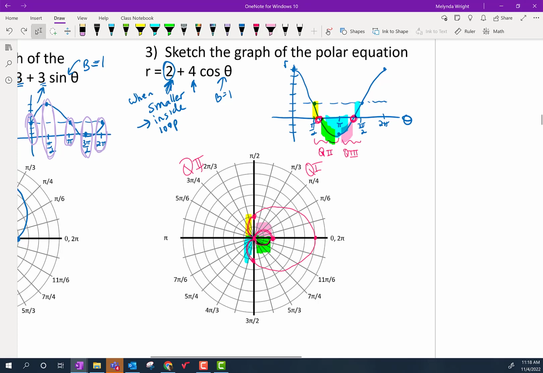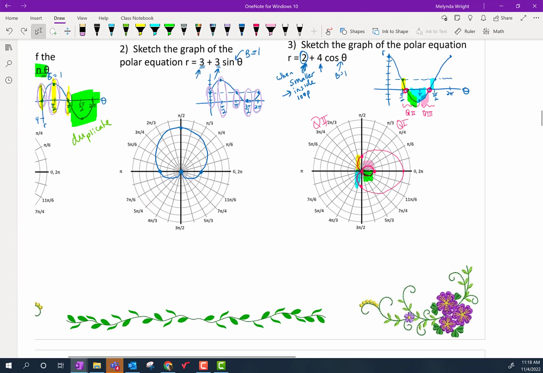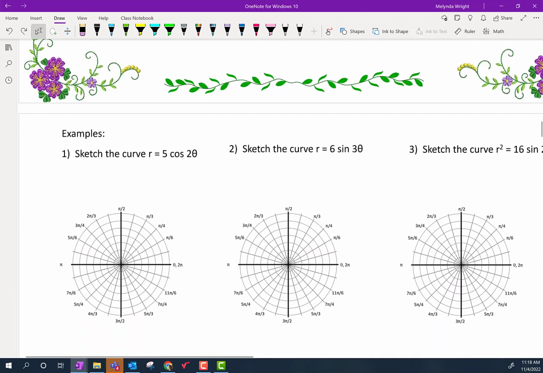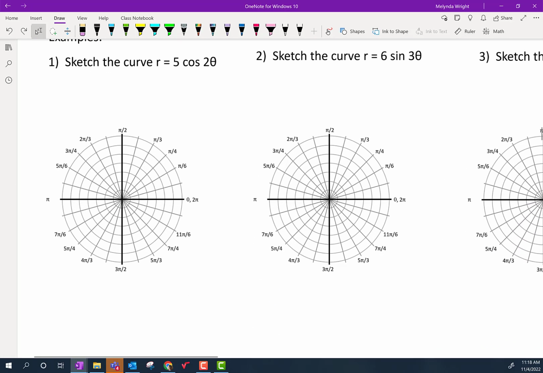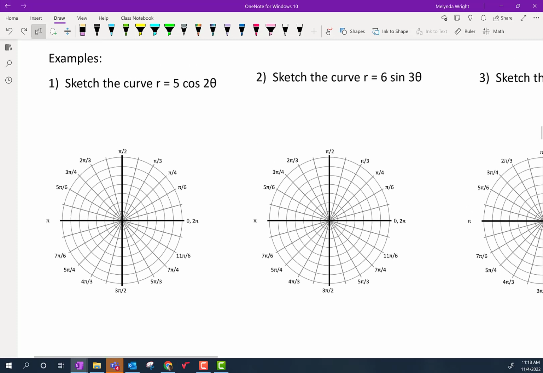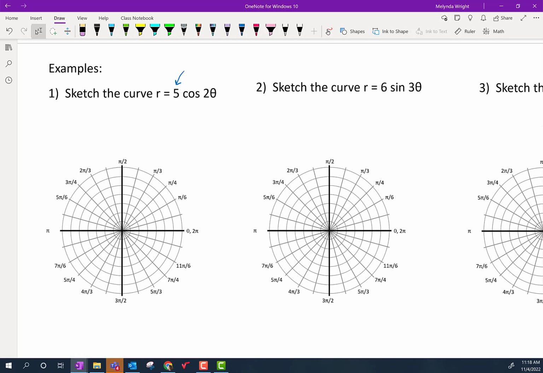Let's look at our next page. We have 3 more to do. These are, like I said, number 3 I think is the hardest. These are a bit easier to me. Okay, so here we go. We've got a double angle. So what do we got? So this is the length of the petal. And this tells me that's an n equals 2. And that tells me that I have 4 petals. That's what the actual equation tells me.